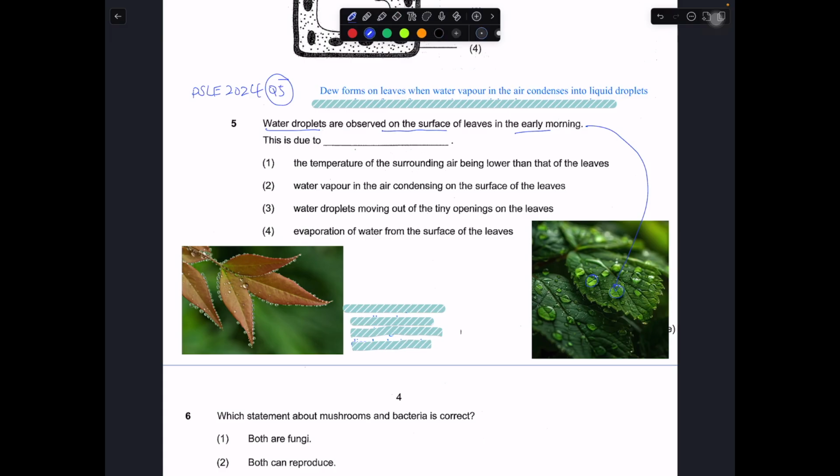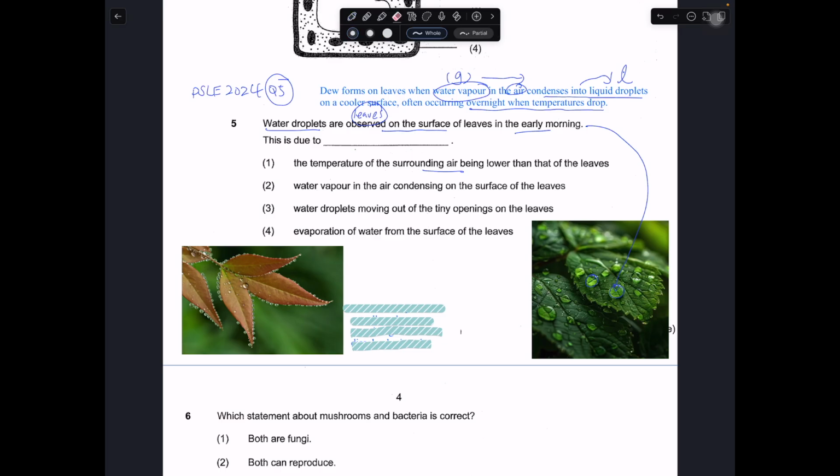Dew forms on the leaf when the water vapor in the air condenses into liquid droplets. So it starts from a gas and condenses into a liquid. Gas becomes liquid, so water vapor becomes water droplets, on a cooler surface, in this case the leaf. The leaf is a cooler surface for the water vapor to lose heat to, and then it can condense on it. This usually occurs overnight when the temperature of the leaf drops drastically until it becomes a cooler surface for the warm water vapor to lose heat to.